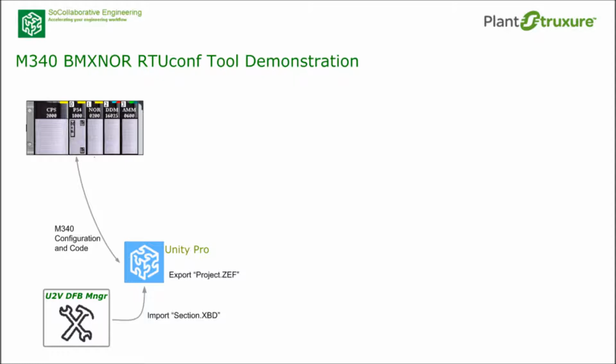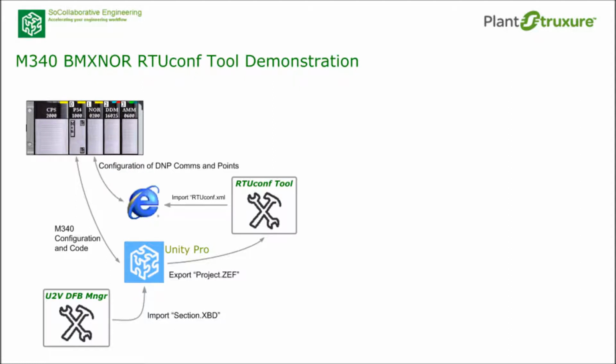In part 2, the Unity project will be exported again and opened with the RTUconf tool, where I will create the DNP3 communications configuration and set the DNP3 point parameters to accomplish the minimized bandwidth usage. DNP3 point parameter purpose and settings will be presented in detail, and then the RTUconf.xml file will be created. Just a reminder, this is the file that is loaded into the M340 BMXNOR module. This will conclude part 2.